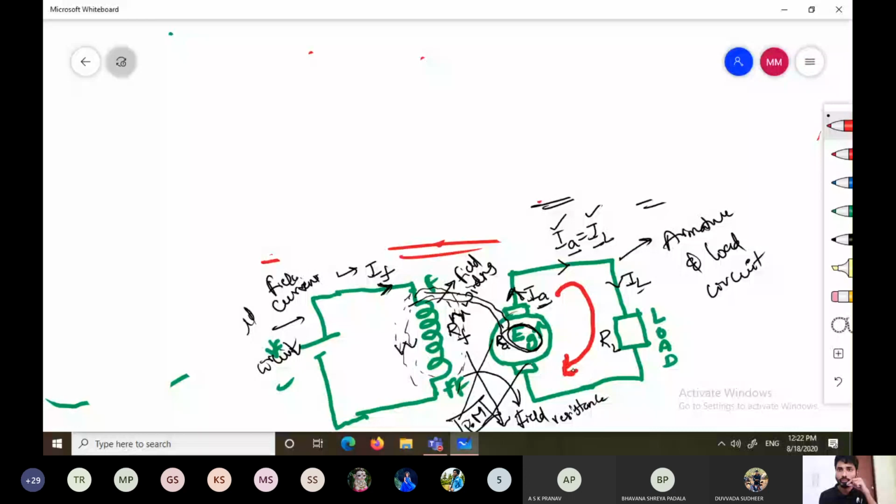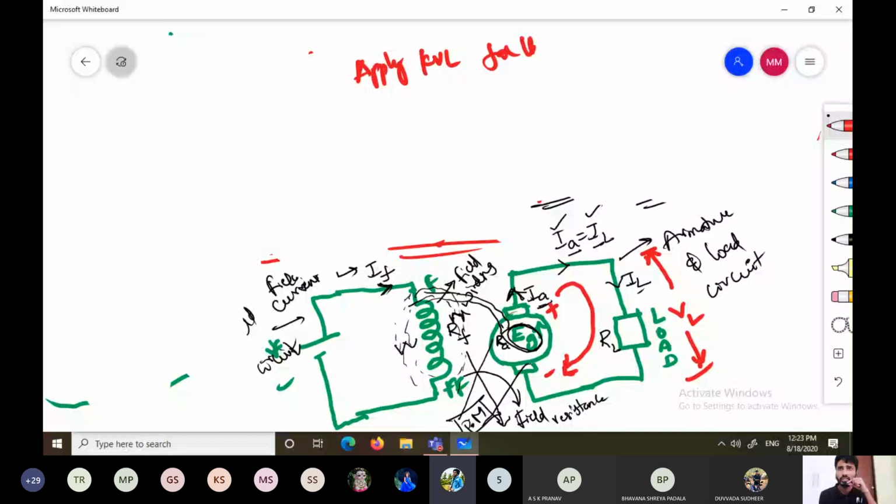At the load terminals, we have a load voltage, which is called VL. VL is the load voltage or terminal voltage, which is available at the terminals of the load. That's why it is called the terminal voltage. Okay, now apply KVL for the armature and load.